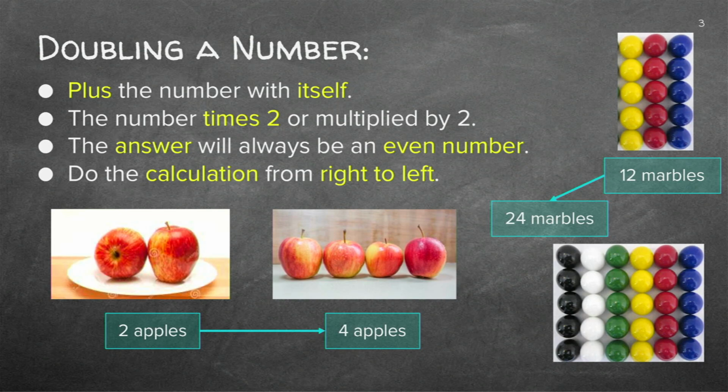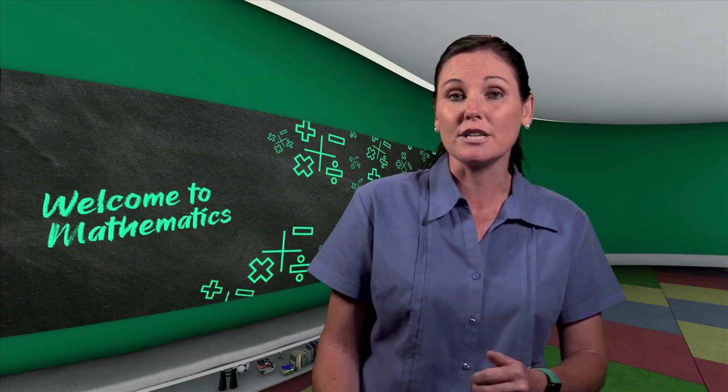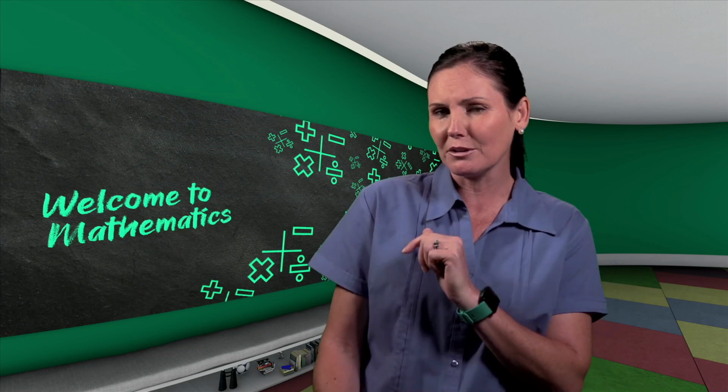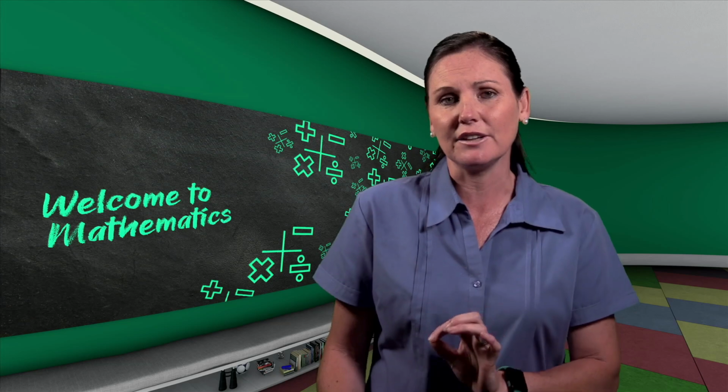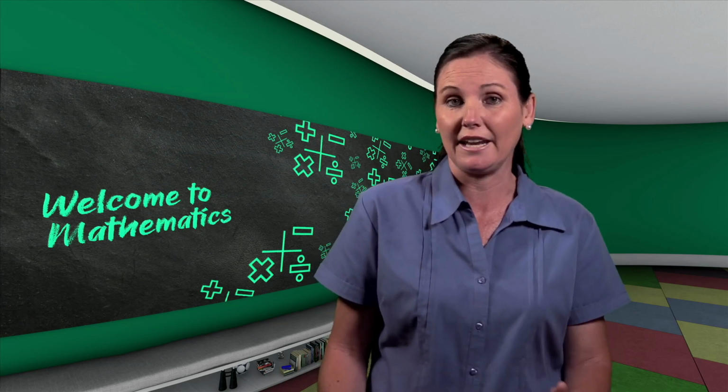Do the calculation from right to left. That means when I give you the number 32, you have to double the number from right to left. So 2 plus 2 or 2 times 2, because remember, you can multiply it by 2 or you can add it by itself. So 2 plus 2 will give me 4 and 3 plus 3 will give me 6. Remember, the number will always be an even number when you double a number. A number that's even ends with a 0, 2, 4, 6, and an 8.